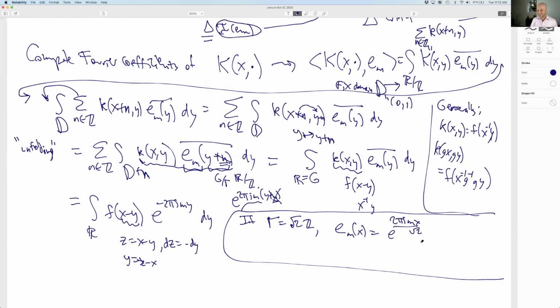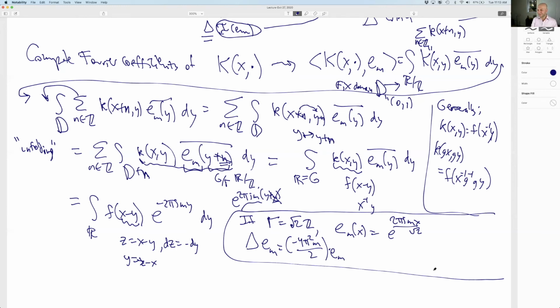So these would diagonalize the Laplacian? Yes. Because let's look at what the Laplacian is. Laplacian of e_m is two derivatives of this thing times itself. So the eigenvalue would be negative 4 pi squared m over root 2 squared. All you've done is scale where the eigenvalues are, times e_m itself. So they're still eigenfunctions of the Laplacian.